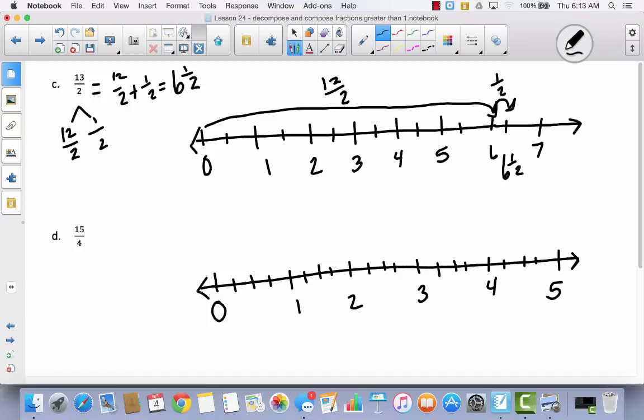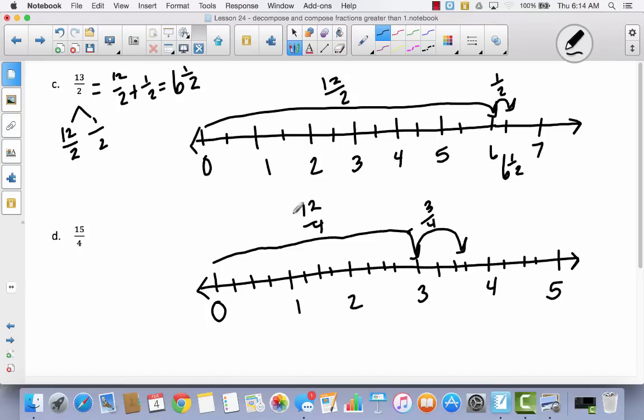Okay, so 15 fourths. So this would be 4 fourths, 8 fourths, 12 fourths. Now this would be 16. I can't go that far, so I'm going to stop here. And this would be 12 fourths, and then I would have 3 more fourths left over.